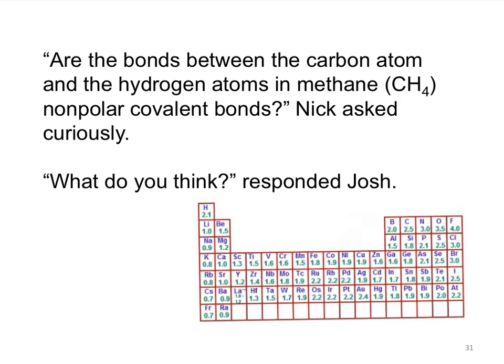Now, if you looked at just the periodic table, you might be saying to yourself, well, it's probably ionic because hydrogen's on this side and oxygen and carbon's on this side. But if you take a look at the difference between them, you actually look at this chart, which you didn't have, so you couldn't have. 2.5 minus 2.1 is a difference of what? Of 0.4.